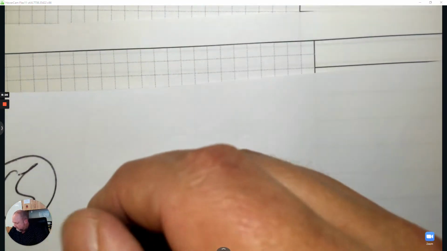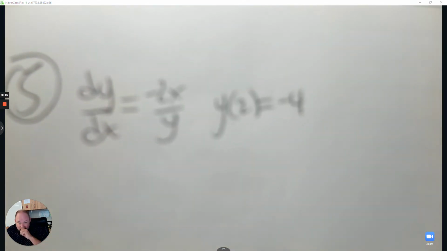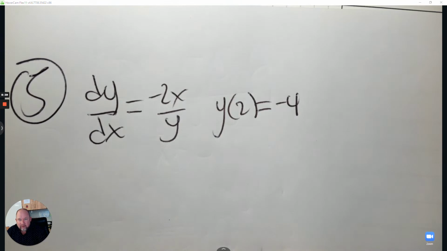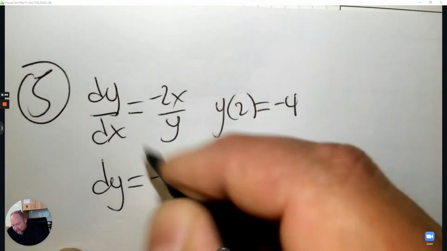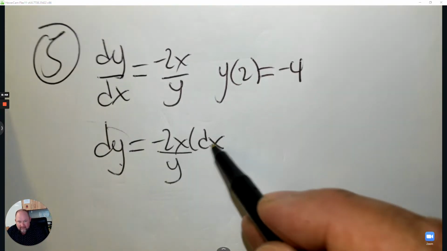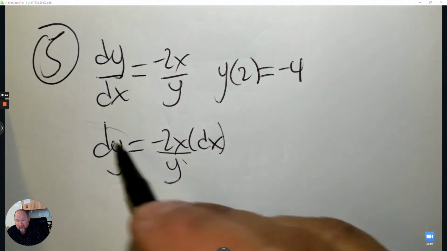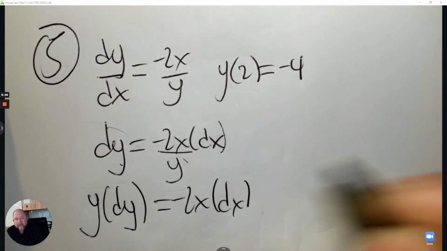Number 5. All right, I want to solve this diffy-q. So I'm going to multiply both sides by dx. And then it tells me the y's should be on the left and the x's should be on the right. So I'm going to multiply by y. And now I'm going to integrate.